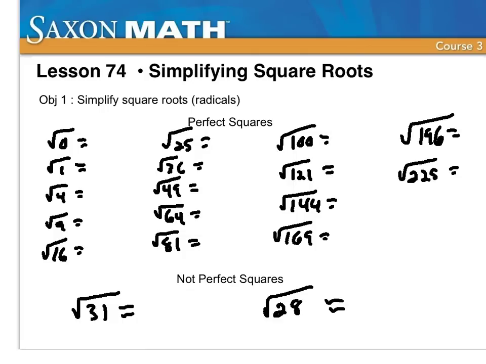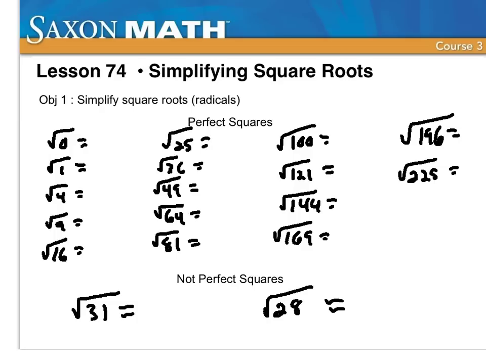Okay, we are starting lesson 74 and we are simplifying square roots today. Your objective is to simplify square roots, also called radicals. When we simplify square roots, we have to make sure that we don't have perfect squares underneath my square root sign.